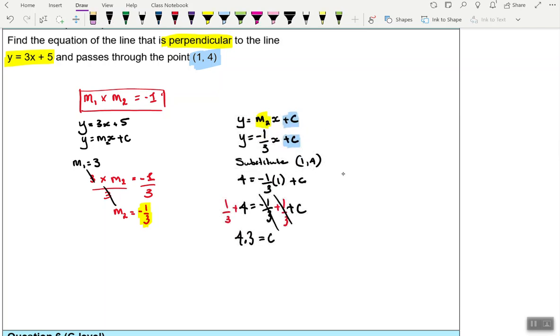Alrighty, so my final answer is going to be y equals -1/3 x plus 4.3. Right.